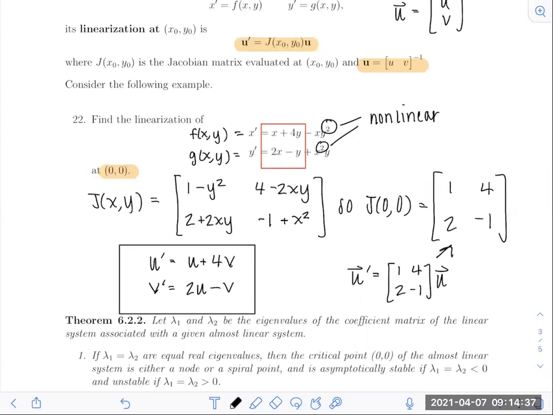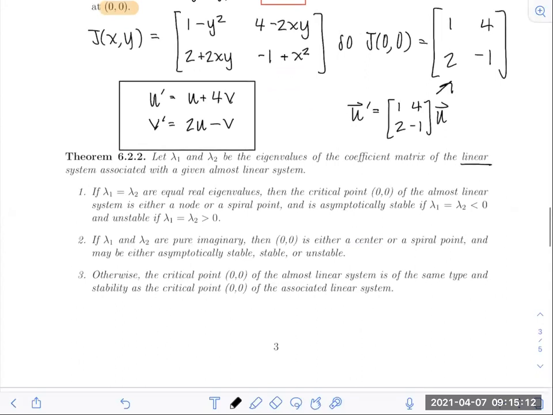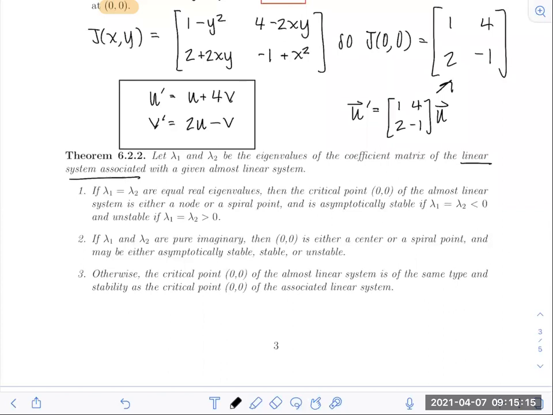And so our goal here is to take these nonlinear systems and be able to classify the critical points. We cannot solve these nonlinear systems by method of eigenvalues and eigenvectors because that only works for linear systems. So our plan here is to take a nonlinear system, to linearize it in this method, and then look at the critical points and classify according to that. So we have theorem 2 here that says, let lambda 1 and lambda 2 be the eigenvalues of the coefficient matrix of the linear system associated with a given almost linear system. So we're looking at this associated linear system, exactly what we just found in 22.